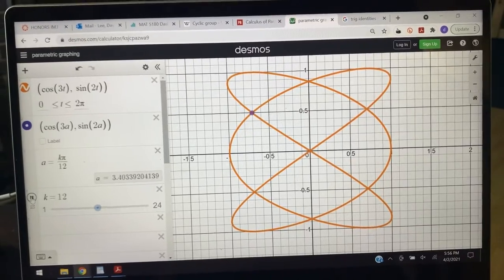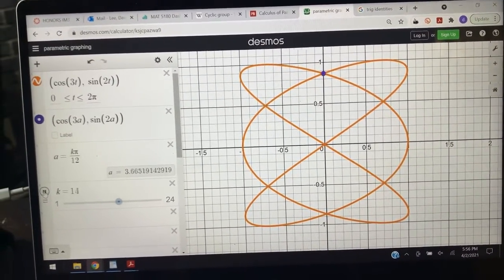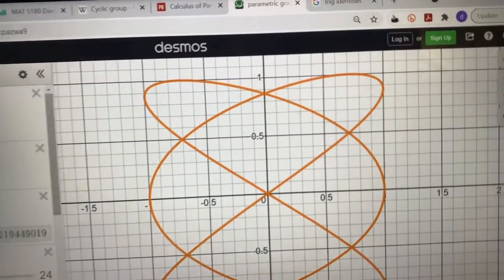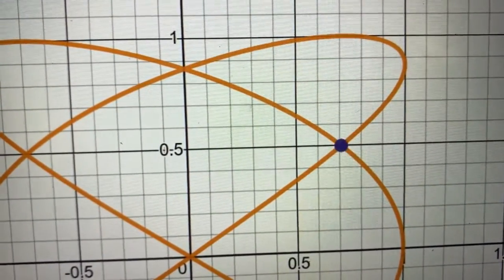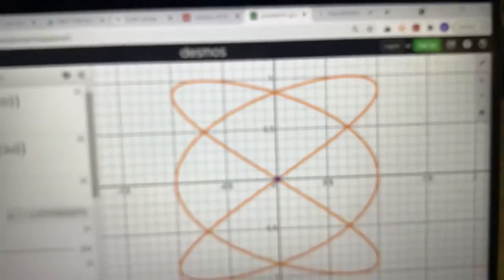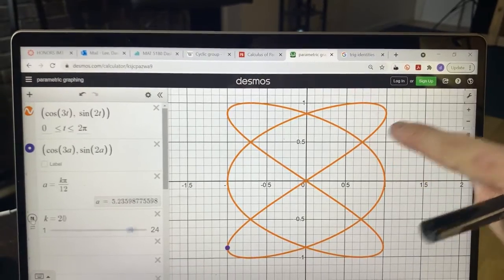Now for the second part of this problem, they want us to tell them the slopes of the point in the first quadrant where the graph crosses itself. So you can clearly see that the orange in the first quadrant crosses itself right there and there. You see that? So I need to know what that point is right here in the first quadrant.